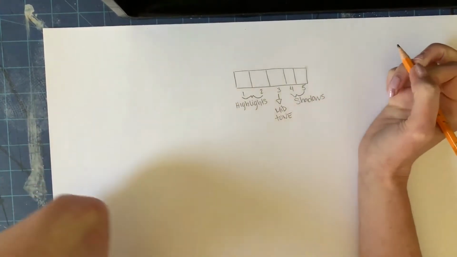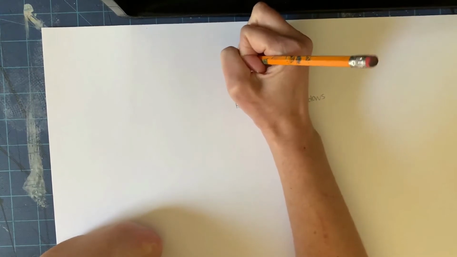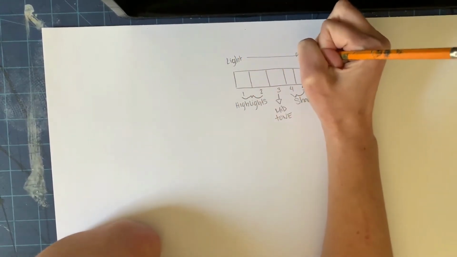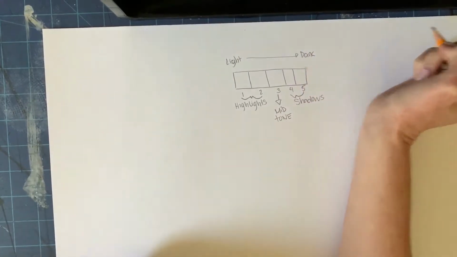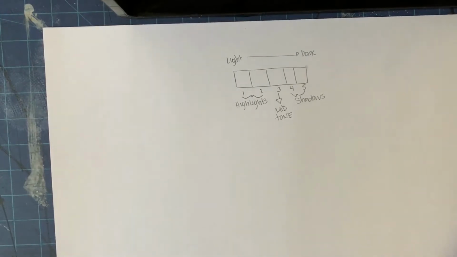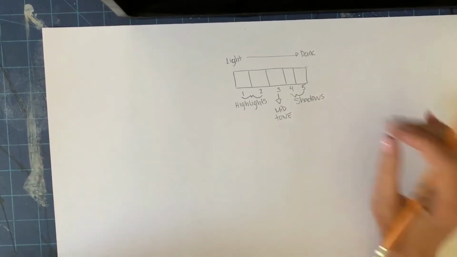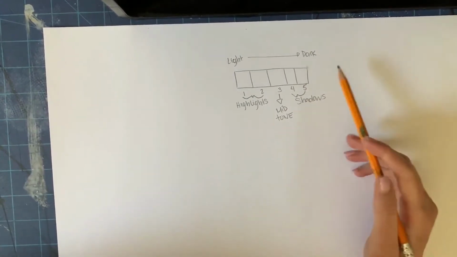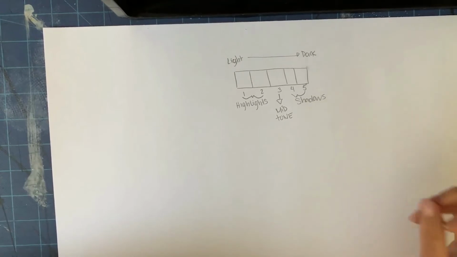Okay, and then our value scale is going to go from light to dark. Okay, so there are a few ways that we can do this. But one way that I'm going to show and kind of explain is how to actually create that with your pencil, that range from light to dark. So the first thing that we're going to do is the hatching technique.